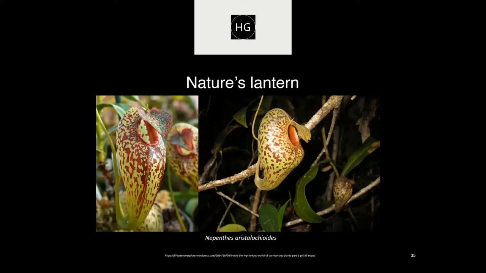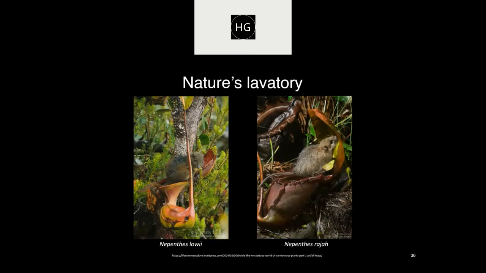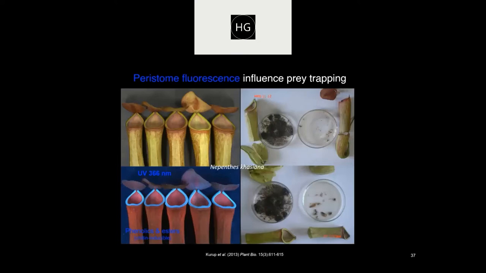And it can also attract rodents to come inside to utilize the waste for nitrogen, not just trapping insects to digest them, but also directly getting the waste from small animals. And surprisingly, they are very, very effective in trapping prey. You can see this. It's because of the attraction from the fluorescence in the opening. There was work done where, when you cover the opening, the trapping efficiency drops a lot. Otherwise, you can see how much it can trap. Just a simple passive trap, you can actually get so many insects into the pitcher.